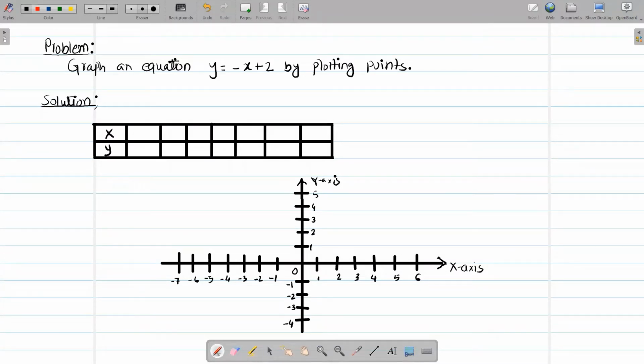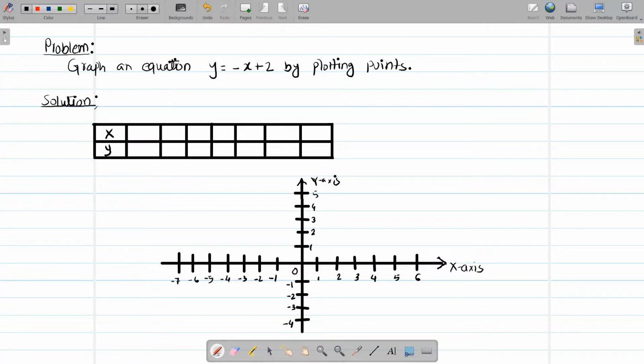Today in this video I'm going to show you how to graph an equation by plotting points. It's very simple. You can easily plot points from the graph. So let's see how you can do that.